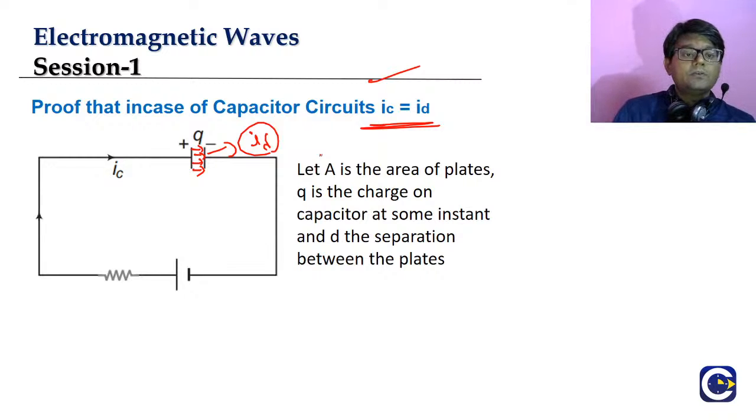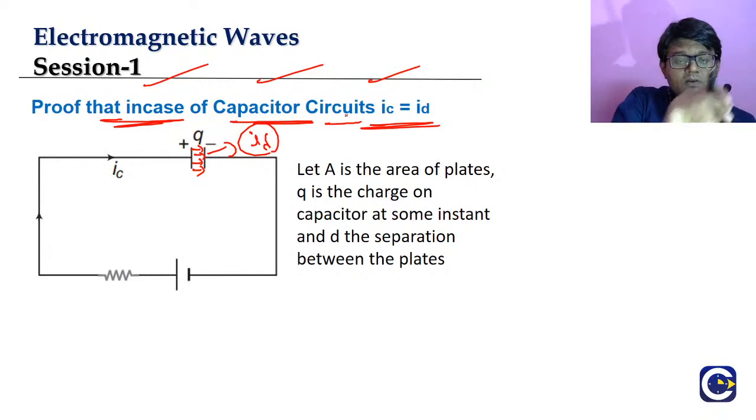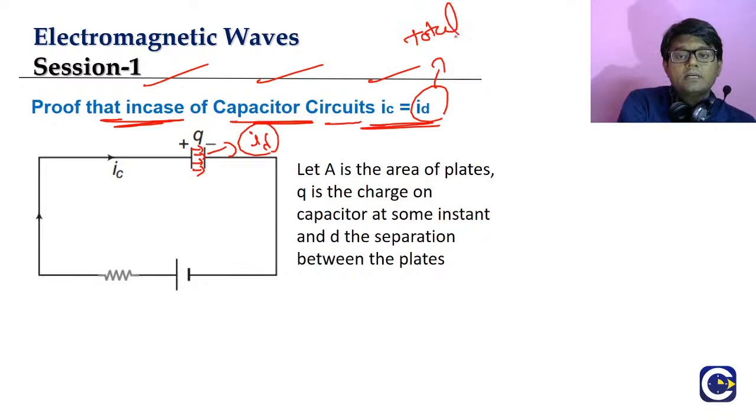So we'll look at it. What is the proof we are going to do? Prove that if you consider the capacitor circuit, whatever is the conduction current in the circuit will be numerically equal to the total displacement current.